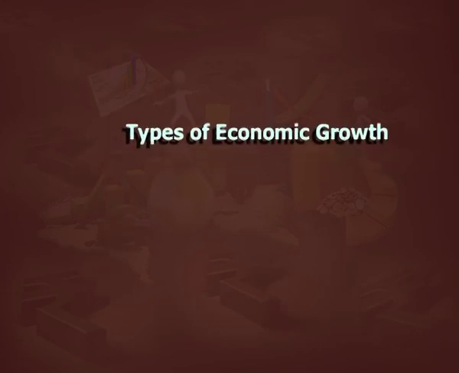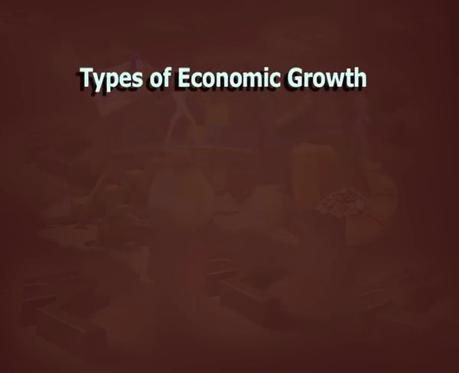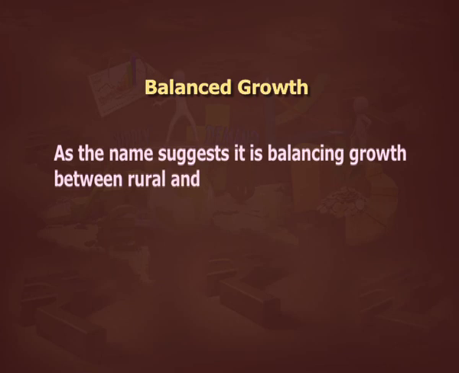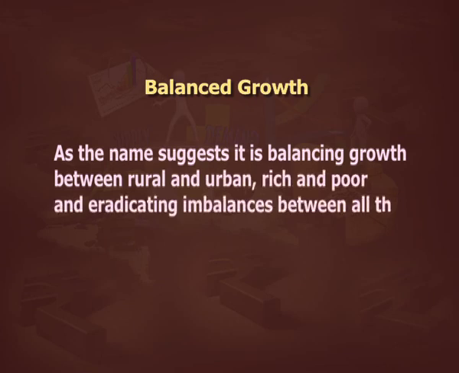Now, we will see types of economic growth. Economic growth can be of three major types. First, balanced growth. As the name suggests, it is balancing growth between rural and urban, rich and poor, and eradicating imbalances between all the sectors of the economy. It plans the policies in such a way that there is balance between the sectors and within the sectors too.